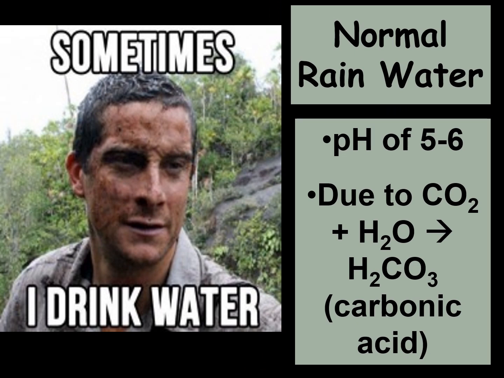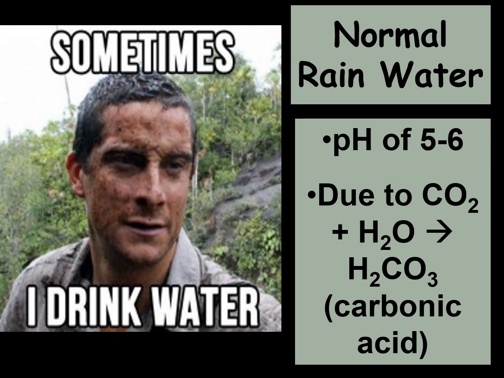Now, normal rainwater is slightly acidic, and it has a pH of about 5 to 6, so it ranges. And this is because of the carbon dioxide that's already in the atmosphere. So it mixes with the water that's in the air, and it makes H2CO3, which is carbonic acid. So that's what causes the slightly acidic nature of rainwater.